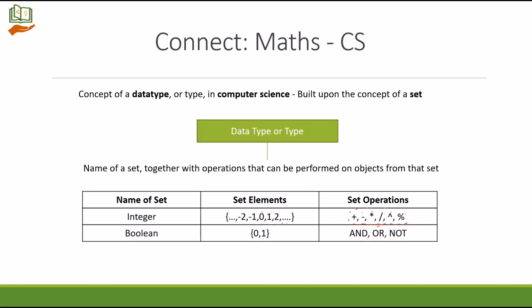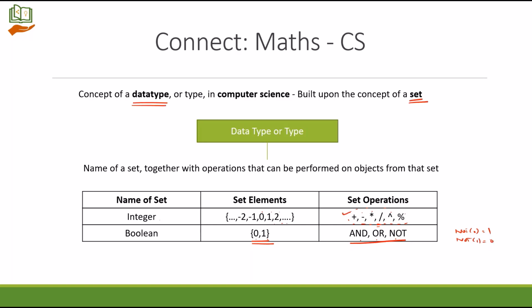Let's take another set. The set elements in Boolean will be 0 and 1 alone. What are the possible operations? Using 0 and 1 we can use 3 logical operations basically: and, or, and not. We will be seeing about this later in this series, but as of now, if you want to do some operation with Boolean values, only these logical operations are possible. Let's take the not. What is not of 0? It is 1. When you say not of 1, it is going to be 0.